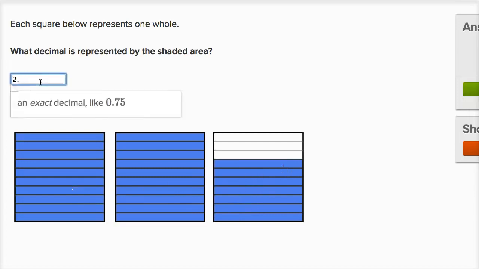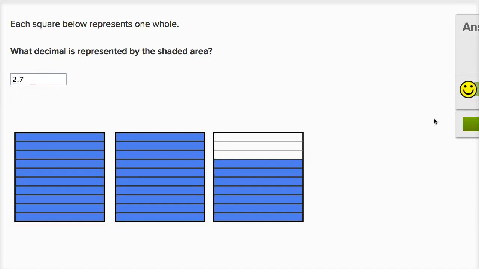So if we wanted to write it as a mixed number, we'd write it as 2 and 7 tenths. But they say, what decimal is represented by the shaded area? So instead of writing 2 and 7 tenths, we could write 2.7. Because the space immediately to the right of the decimal point, that's the tenths place. So we have 2 ones, 2 wholes right over here, and then we have 7 tenths. This is the tenths place. And we could check our answer, and we got it right.